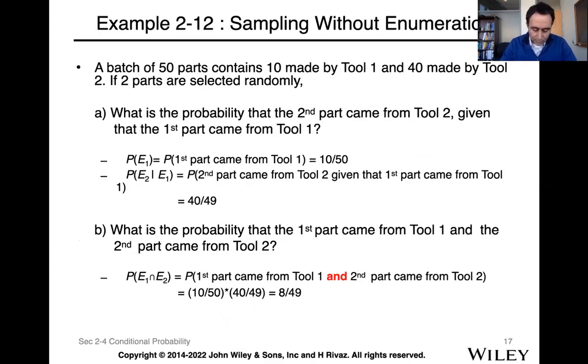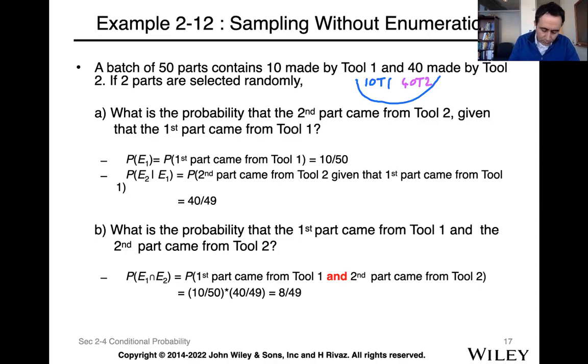All right. So let's look at another example. We have a batch of 50 parts that contains 10 made by tool 1 and 40 made by tool 2, right? So it's a good idea always to summarize the problem graphically for yourself so that you look at your picture and you see what's going on. So 10 by tool 1 and 40 by tool 2, right?